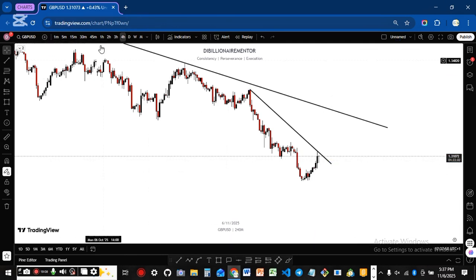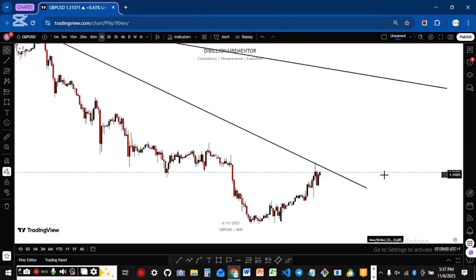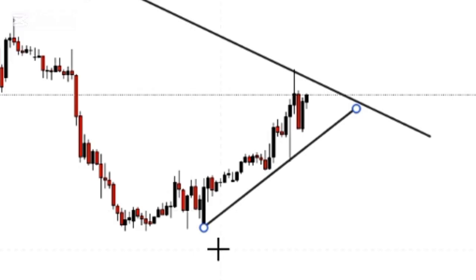I can drop down to a lower time frame, maybe the 1 hour time frame. Then what do you want to do? You want to draw a counter trend. Do you understand? Your counter trend is always going to be against the trend. So in a downtrend, your counter trend is going to be an uptrend. This is a downtrend now. We are looking to sell.